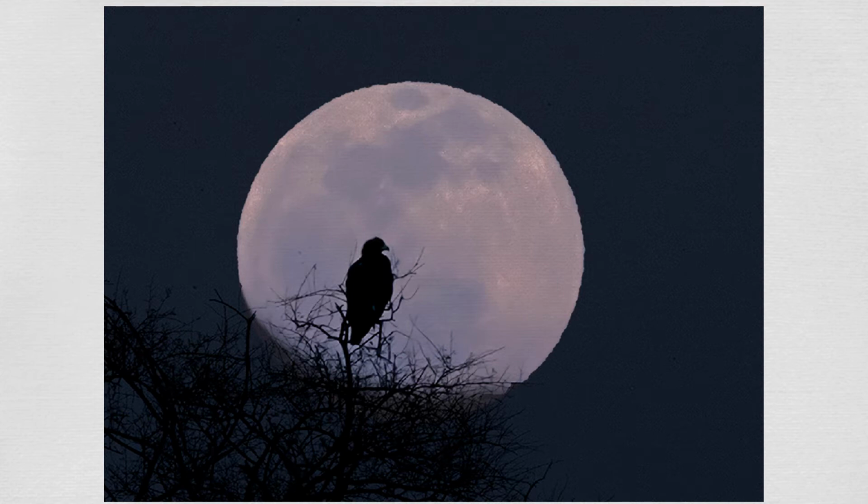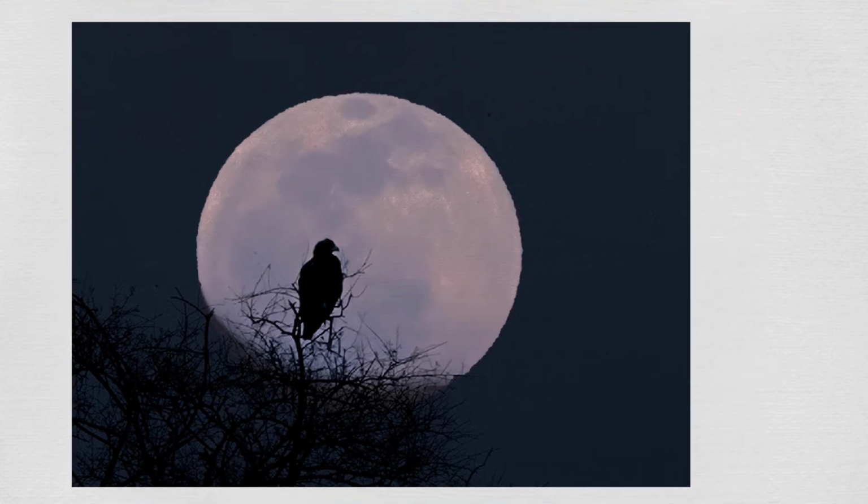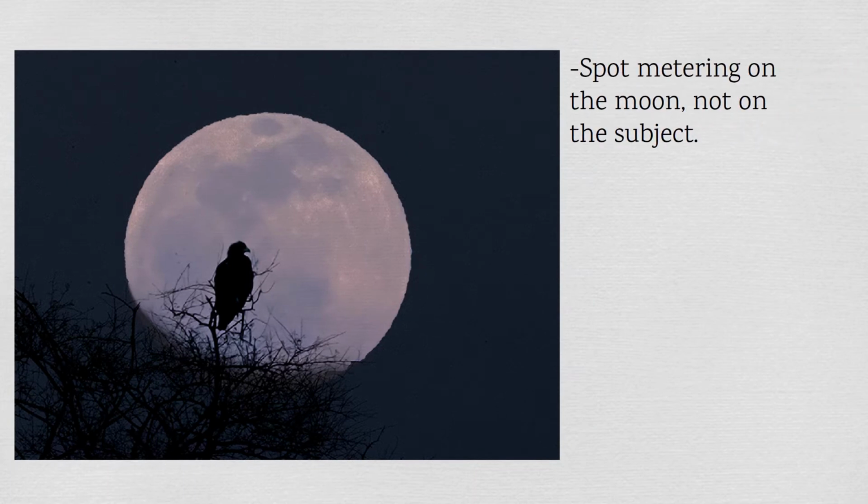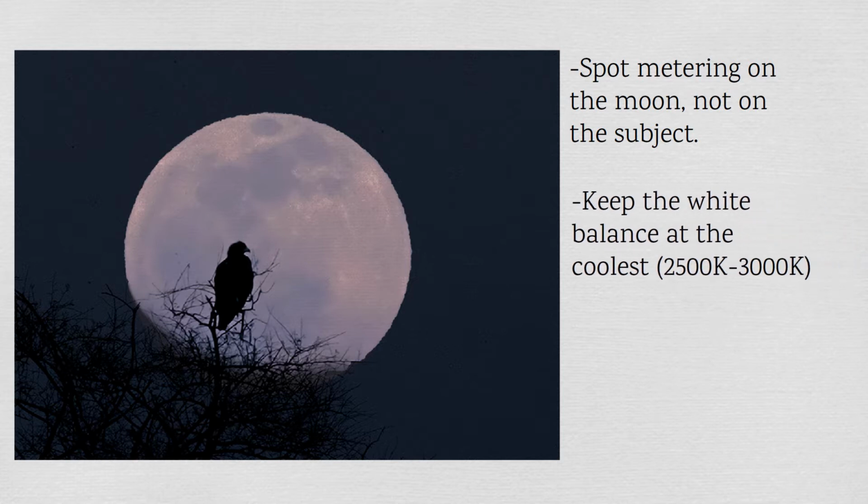Here the trick is to do spot metering, and to do a spot metering on the moon, not on the subject. So you will have to keep your white balance to the coolest. Now here you go completely opposite to what we did against the sun. Now here you go to 2500 or 3000 white balance Kelvin, and you do the spot metering on the moon.